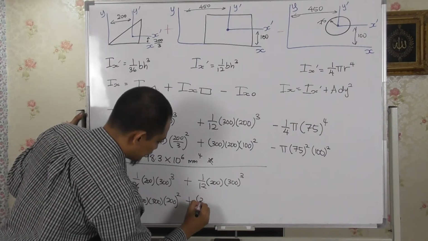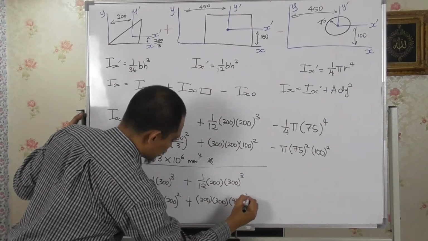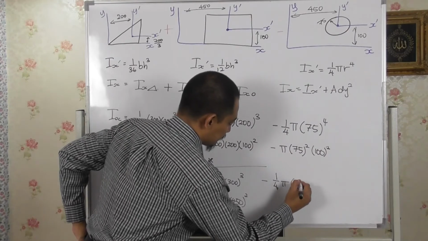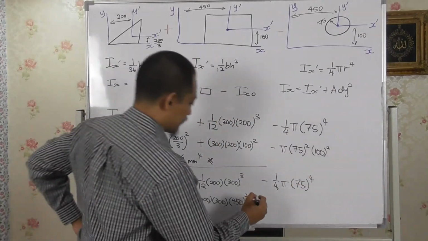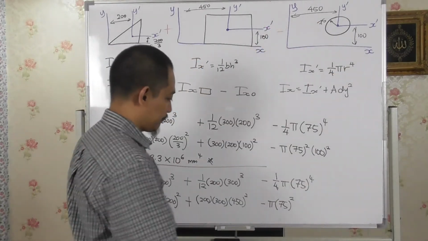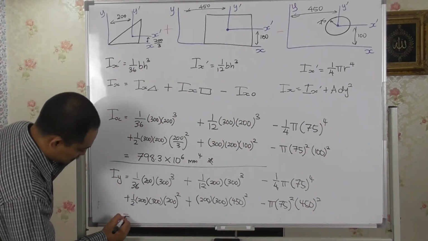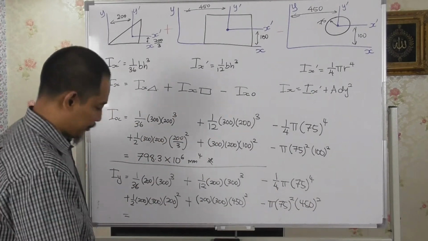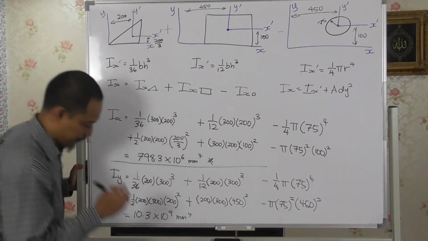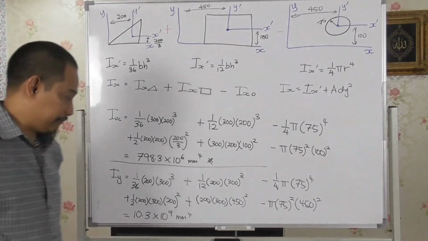And then plus the area, 200 times 300, and then dx squared, which is 450 squared. Again, minus the circle, so minus 1 over 4 pi 75 to the power of 4. The radius is still the same, and then also minus pi 75 squared, and dx, which is 450, squared. If you calculate everything, you will get this value. What is it? 10.3 times 10 to the power of 9 millimeter to the power of 4. Is it 10.3 multiplied by 10 to the power of 9? Do verify the number.